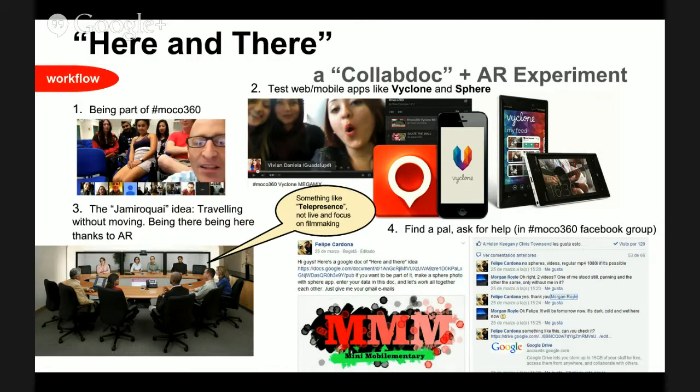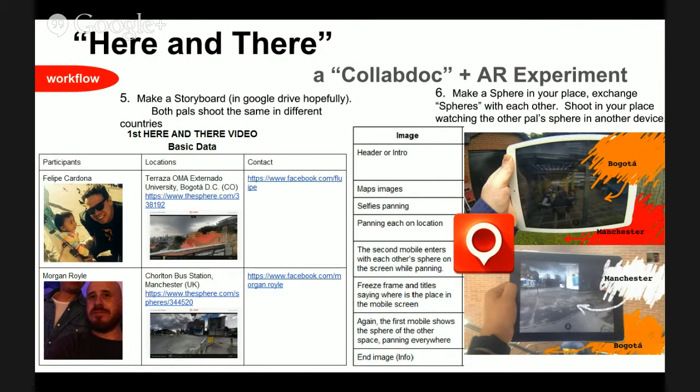And four, find a pal, ask for help if you want to create a Here and There document. And of course, I did that thanks to the Moco 360 Facebook group. Okay, step five, we had to create really clear rules and make a storyboard shared by Google Drive, of course, and both pals had to shoot the same shots in different countries. That's why the storyboard was important.